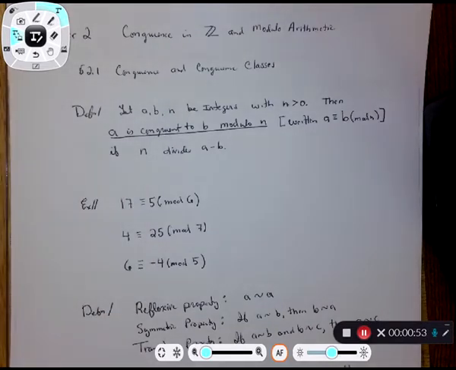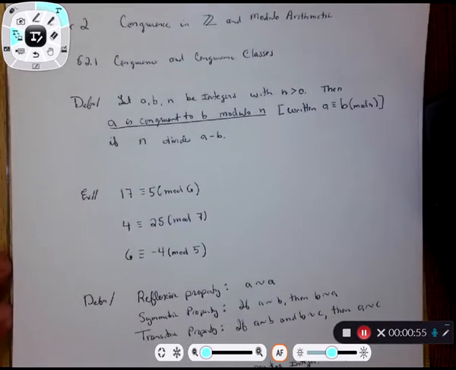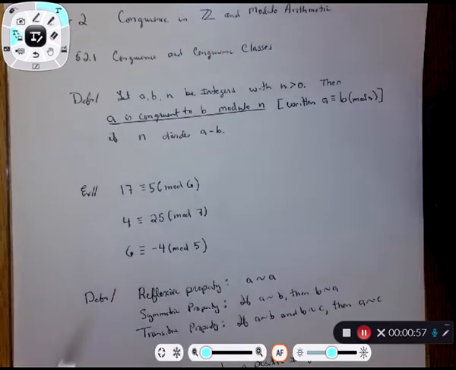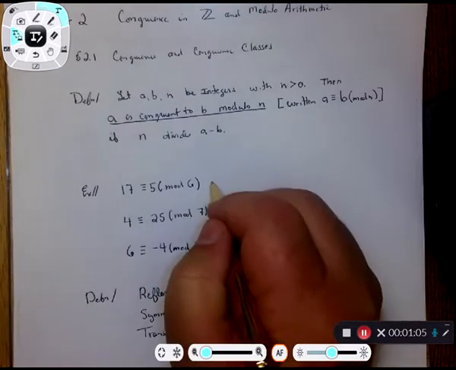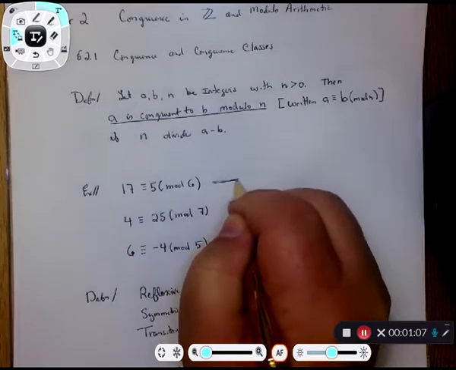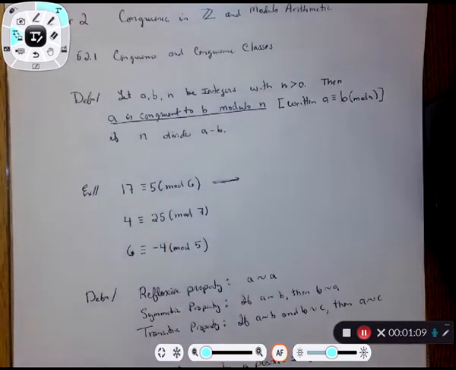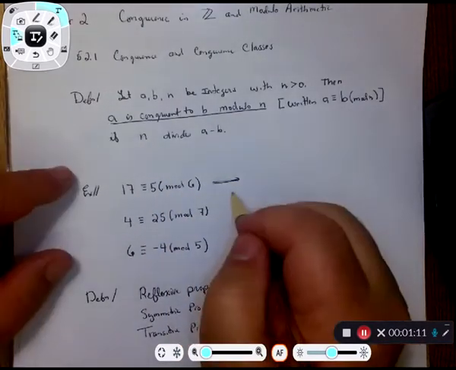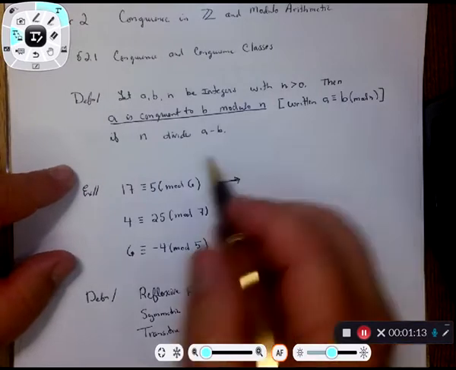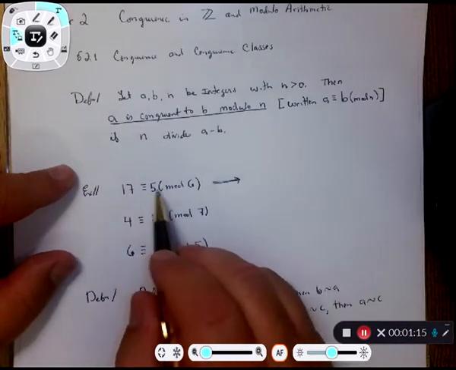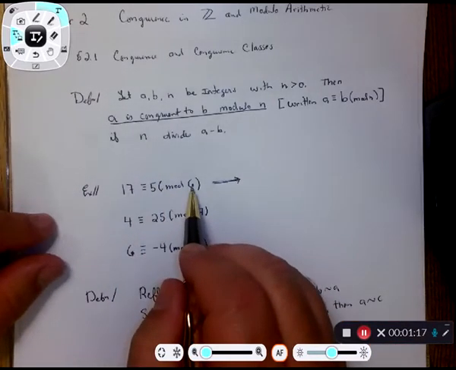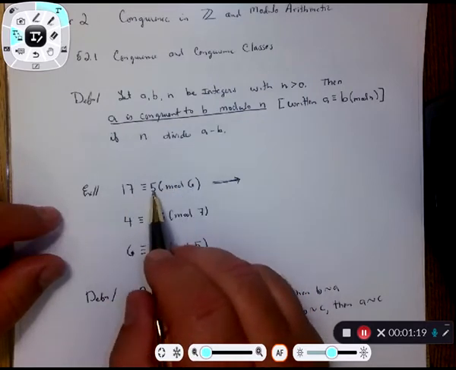So writing it like 17 is congruent to 5 mod 6 is perfectly acceptable. That's symbolism we do allow here, because it's an equation style. But now, why is this the case? Why is 17 congruent to 5 mod 6? Well, the definition of congruence modulo N: A is congruent to B mod N if N divides A minus B.